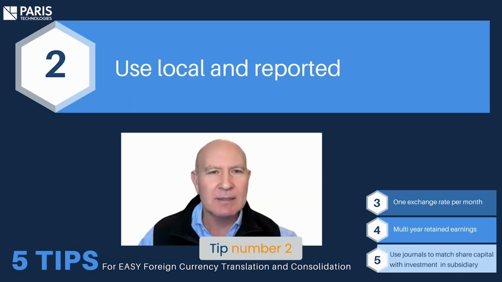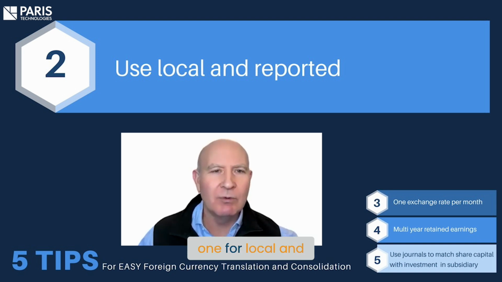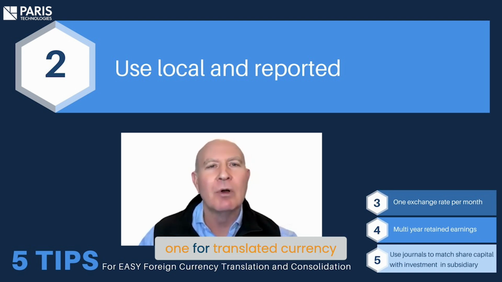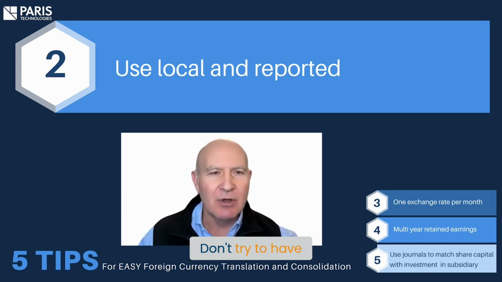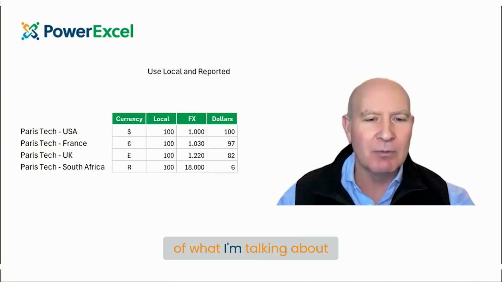All right. Tip number 2, keep 2 columns, one for local and one for translated currency. Don't try to have separate columns for each different currency. You're just going to stretch your reports out over the page, which you don't need to. I'm just going to give an example of what I'm talking about.